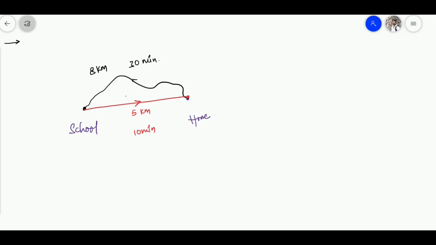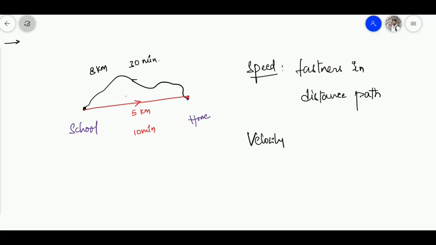Now here I got some confidence that I can define speed and velocity as well. So coming to the speed, this is the fastness in distance path. So how fast the driver maintained to reach school. And here itself I can define the velocity. So velocity is the fastness in displacement path.